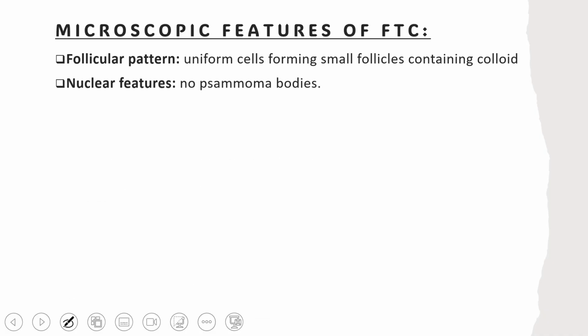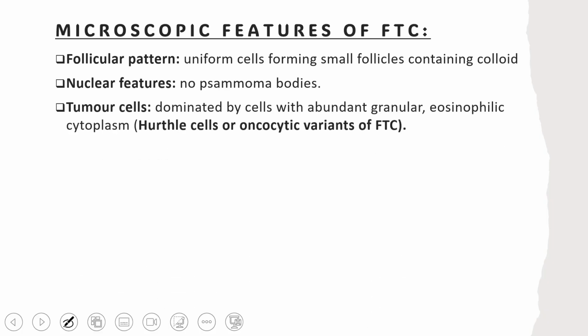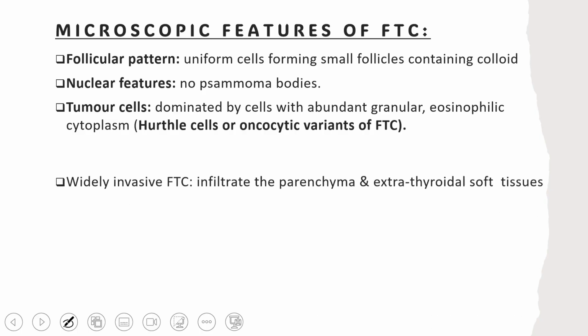And nuclear features, while we go through it, there will be no Psammoma bodies, and these Psammoma bodies are a feature of the papillary thyroid carcinoma. And the tumor is dominated by cells which have abundant granular eosinophilic cytoplasm, often called Hurthle cells or oncocytic variants of the follicular thyroid carcinoma.